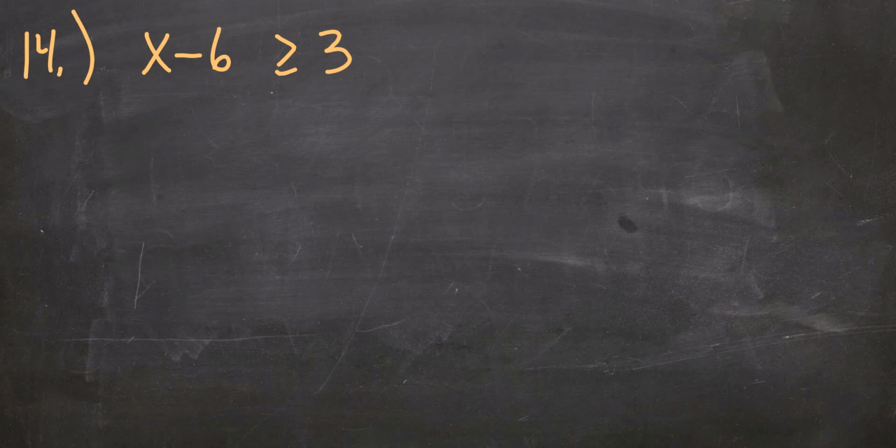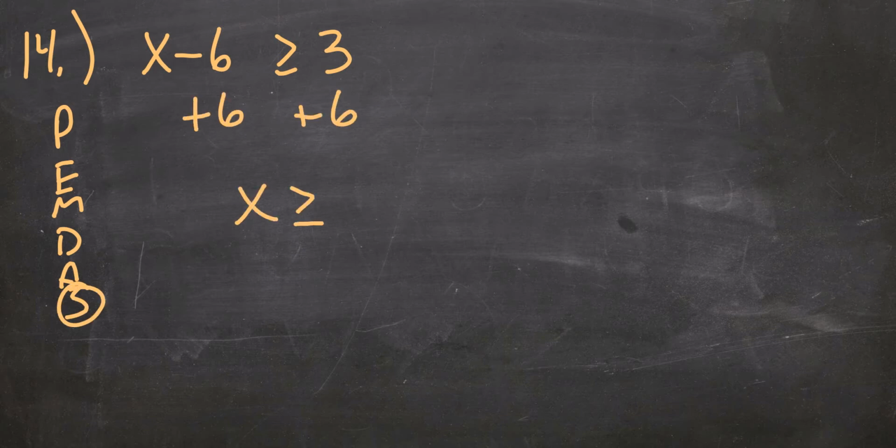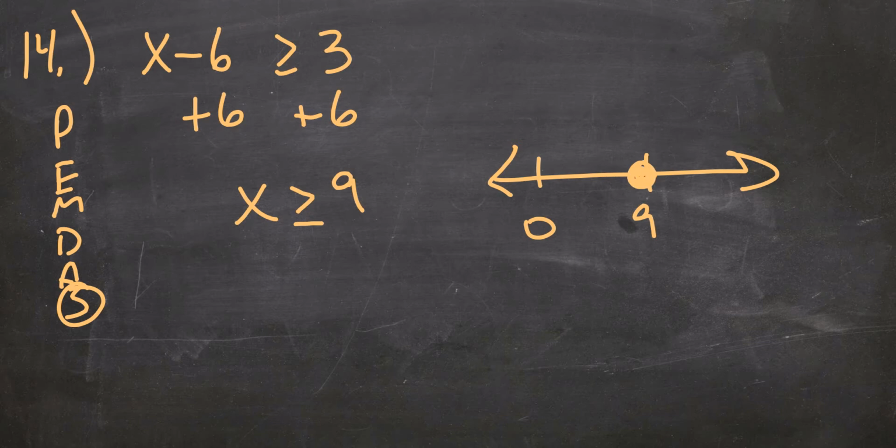All right, 14, I have x minus 6 is greater than or equal to 3. So PEMDAS backwards again. Get rid of the subtraction first, that's why I add 6 to both sides. I get x is greater than or equal to 9. Make my number line, put 9 in the middle, 0's on the left, closed circle because there's a bar there. I shade to the right. So 0 should not work. If I plug in 0, I end up with negative 6 greater than or equal to 3. That's false. That means I shaded the right side.